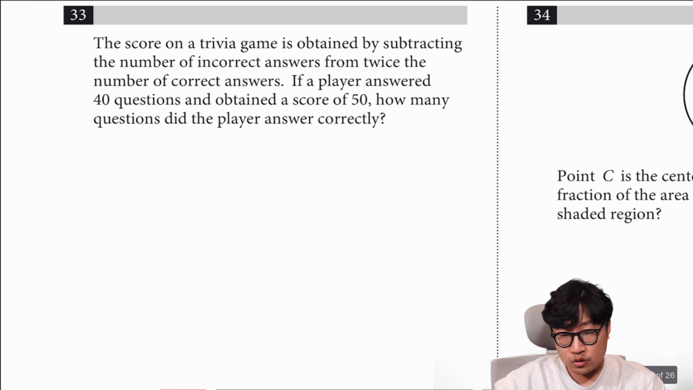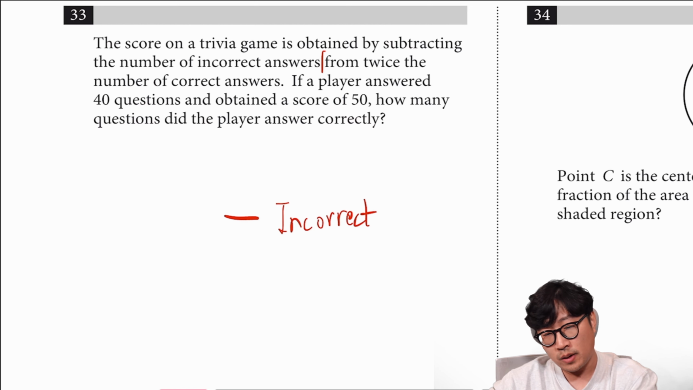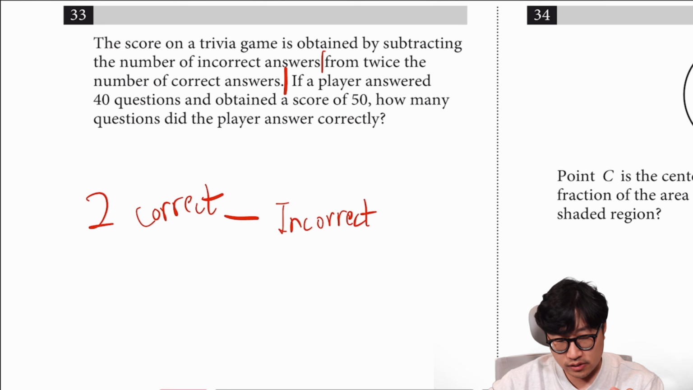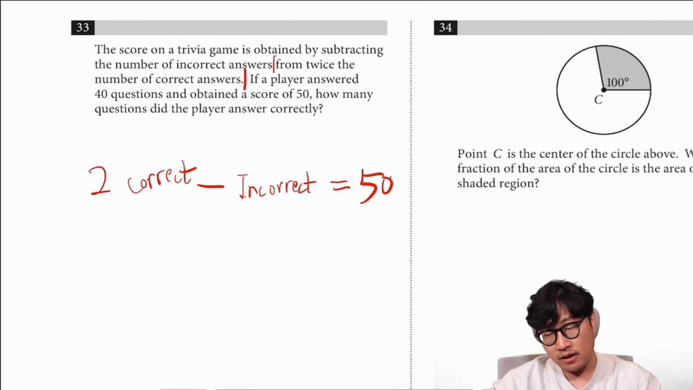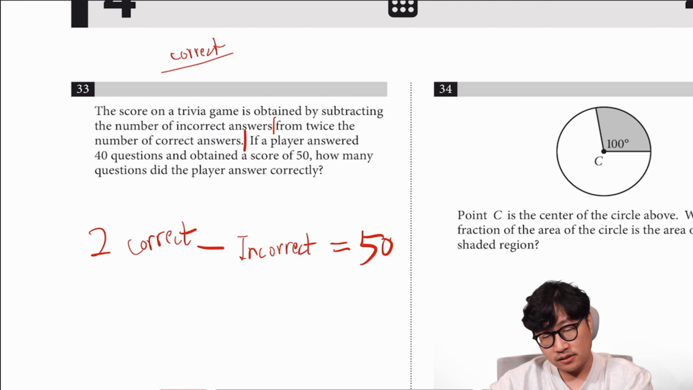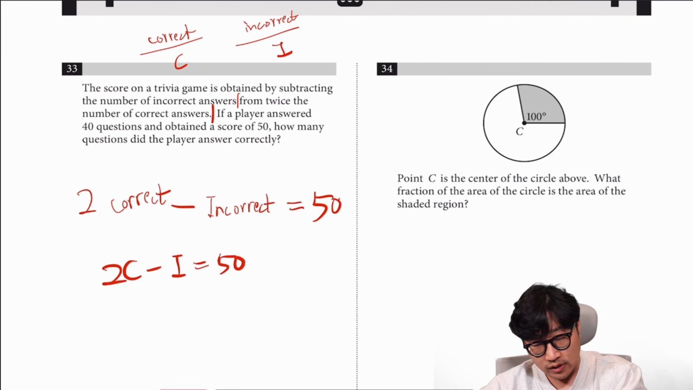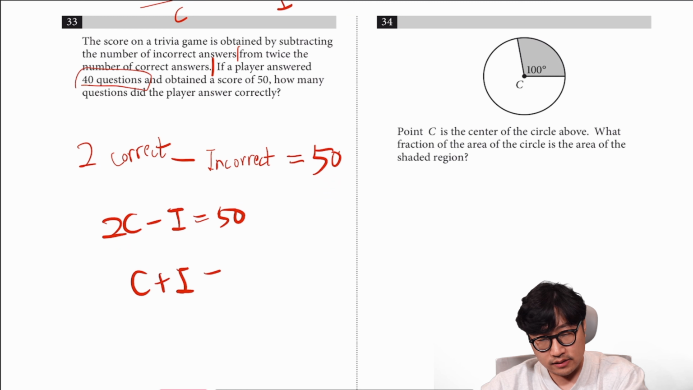Number 33, the score on a trivia game is obtained by subtracting the number of incorrect answers from twice the number of correct answers. So twice the correct, right? So if a player answered 40 questions and obtained a score of 50 in total, how many questions did the player answer correctly? I'm going to call the correct c and the incorrect i. So the equation is 2c minus i is equal to 50. That's one. And the other one: 40 questions in total, so c plus i is equal to 40.